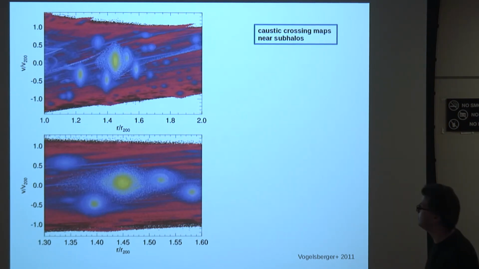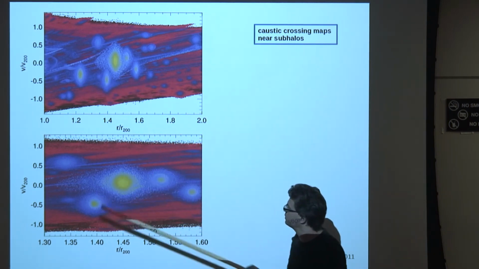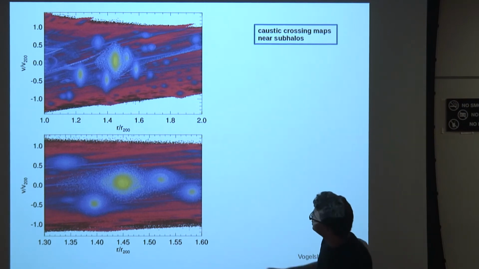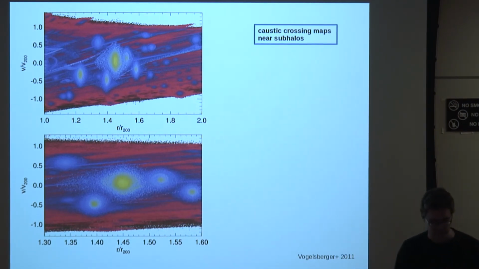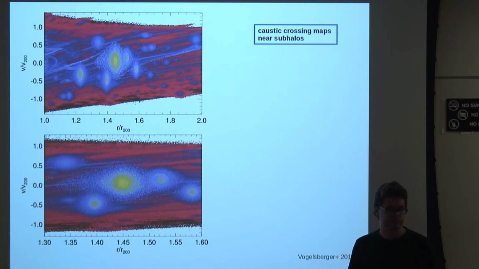And here's a zoom in, so you see this more clearly. These are just individual subhalos. And I think this is just zoomed in even further. I think the aspect ratio is slightly different, which is why the shapes look slightly different. But you get the idea. It's essentially the winding up of phase space that you see here, because the caustic count increases.